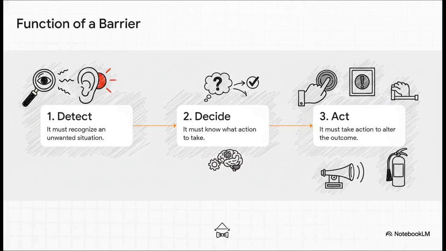So how does any good barrier actually function? Well, it has to do three things. First, it has to detect that something is going wrong. Then it has to decide what the right response is. And finally, it has to act to change what happens next. You know, a smoke detector that senses smoke but doesn't make any noise is a failed barrier. It's that simple, but so powerful when you think about it.